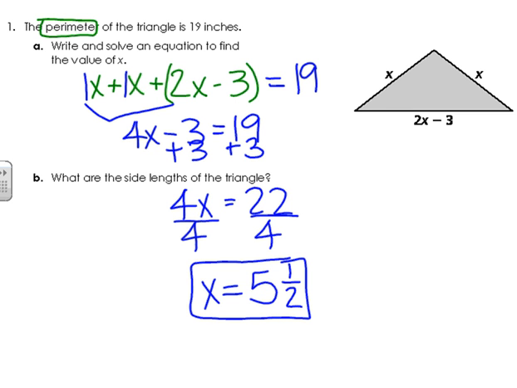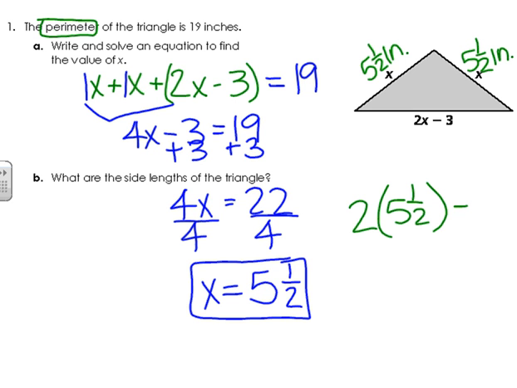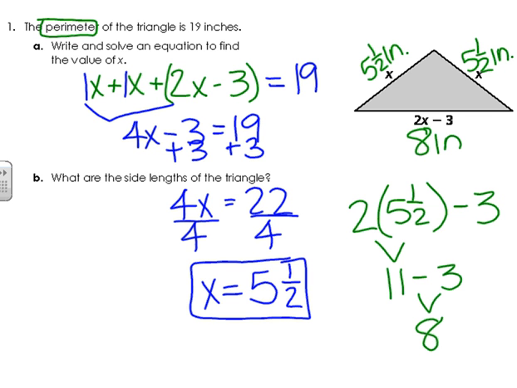Part B asks us to find the side lengths of the triangle. Up here on the triangle, I can put in what I know. Each of these legs are 5.5 inches. The third side, I'm just going to substitute in 5.5 into that expression. So 2 times 5.5 minus 3. 5.5 times 2 is 11, and 11 minus 3 is 8. So I get 8 inches for the third side.